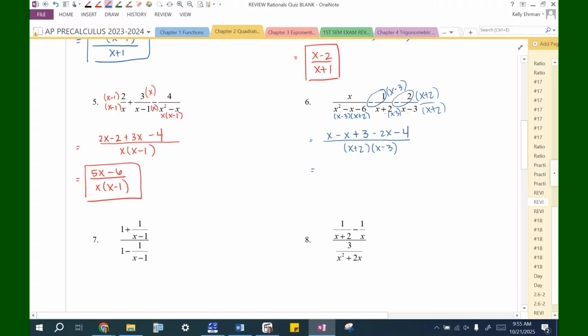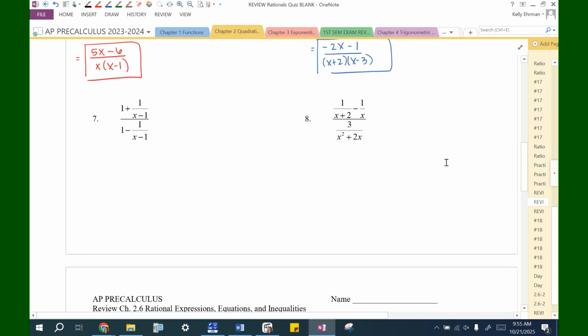Combine like terms, so x minus x cancels out, that's 0. We have a negative 2x left. 3 minus 4 is negative 1 over the common denominator. You could factor a negative out, but that's not going to help me cancel anything, so I'm just going to leave it as it is.